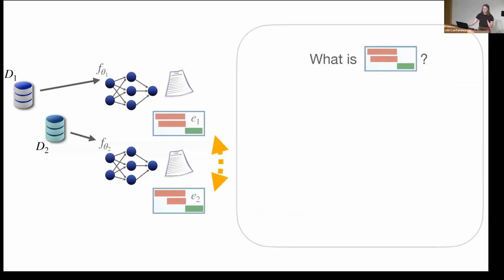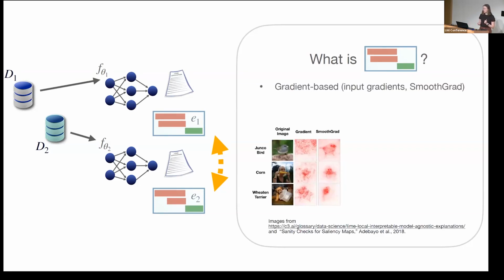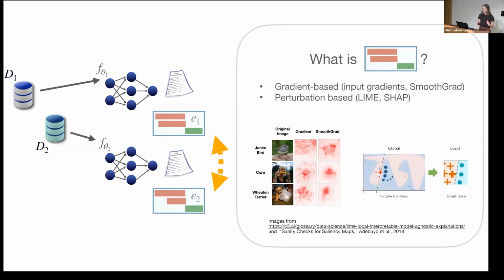Before diving into that theoretical analysis, though, I should get a few preliminaries out of the way. I've given the intuition that we're going to have some feature-based explanation. More formally, we're going to be looking at gradient-based explanations. Input gradients and SmoothGrad are two examples there, directly looking at the model gradients with respect to the input. And then we'll also be looking a bit at perturbation-based explanations such as LIME and SHAP.